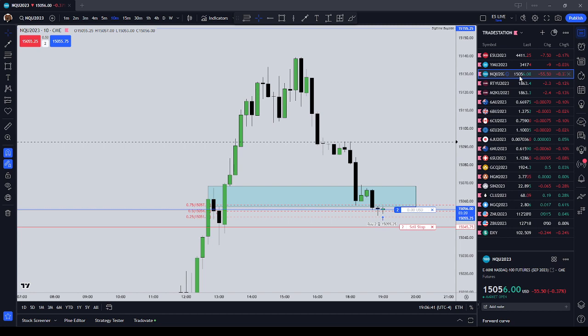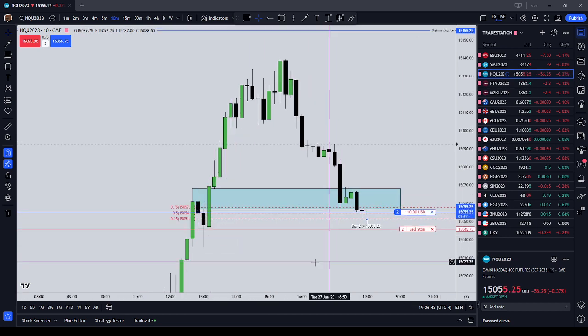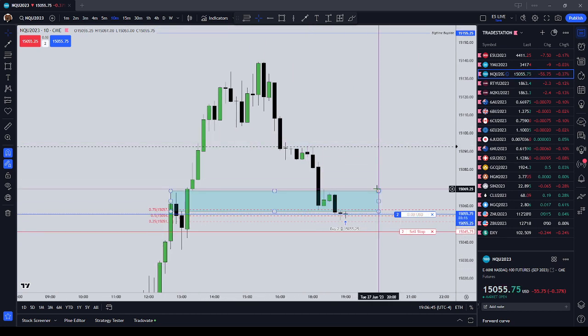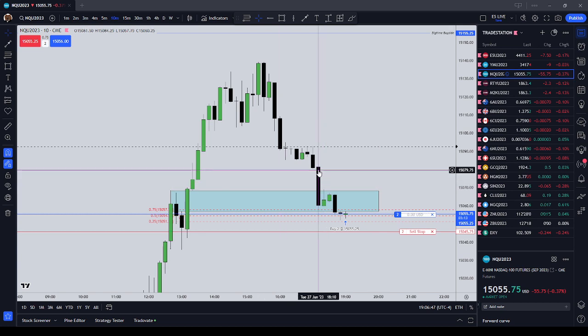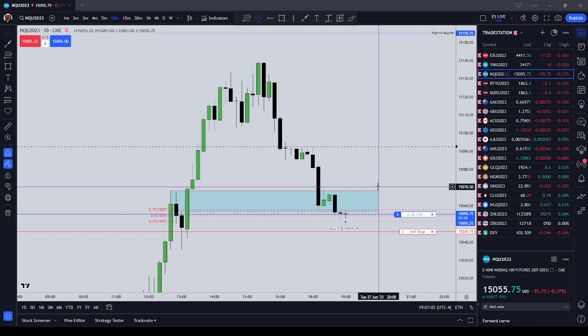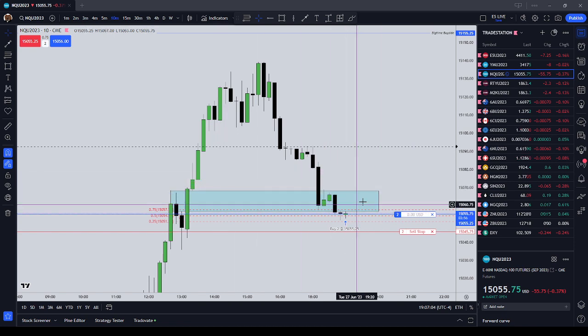Okay, so that's why we picked the Nasdaq. Talked about refining our entry. Now let's talk about, okay, well, where do we put an exit? Well, we know that we're buy side inefficient up to 15,080.25. So that's a pretty decent target. We are going to have a little bit of liquidity above this high at 69 even. So that would be a 14-point trade, and that's not bad at all.